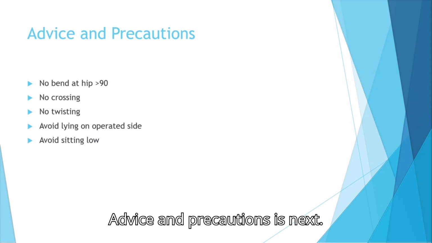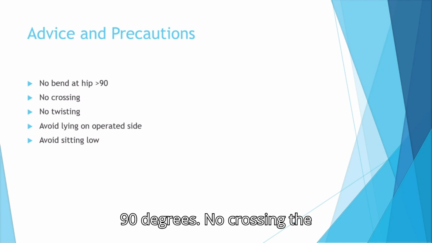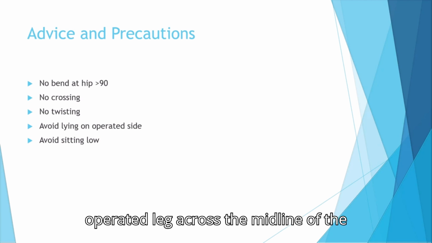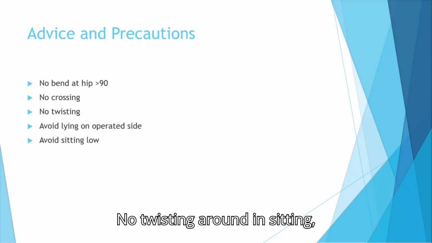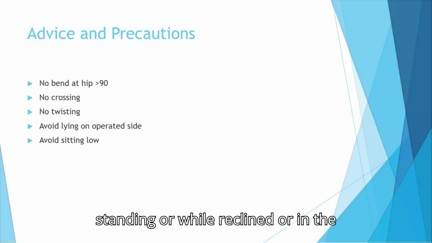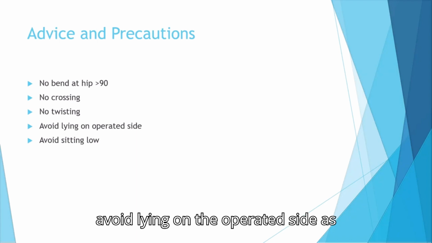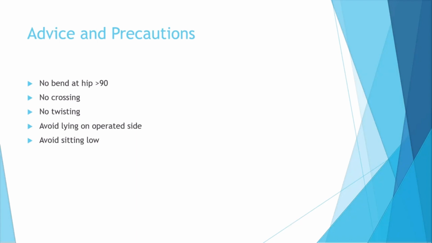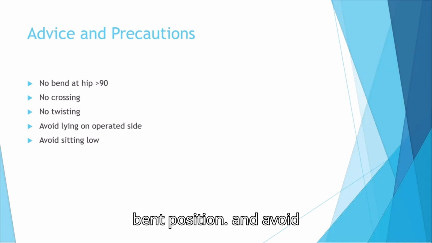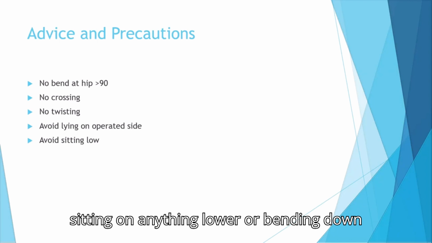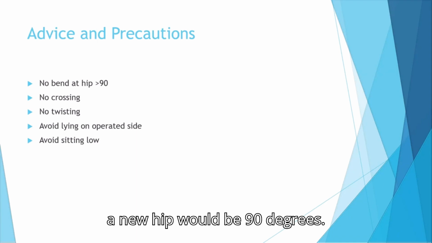Advice and precautions is next. No bending at the hip more than 90 degrees, no crossing the operated leg across the midline of the body in sitting, lying, or standing, no twisting around in sitting, standing, or while reclined or in the lying position. You want to avoid lying on the operated side, as the person may cross their legs in a bent position. And avoid sitting on anything lower or bending down to reach past the knees. Maximum bend for a new hip would be 90 degrees.